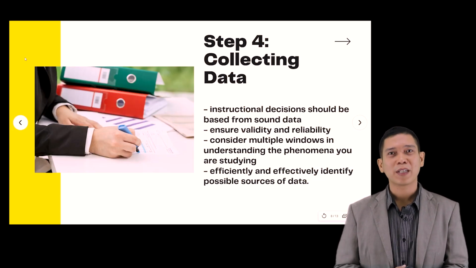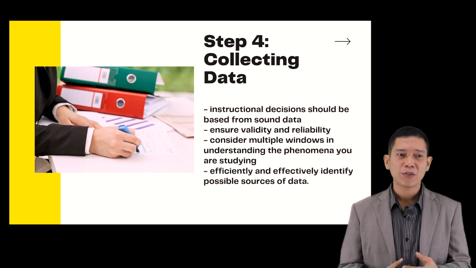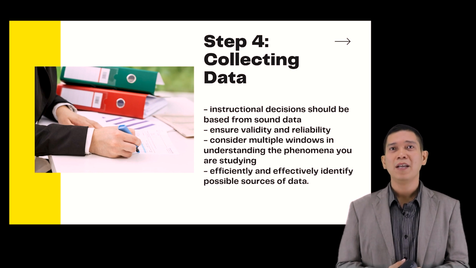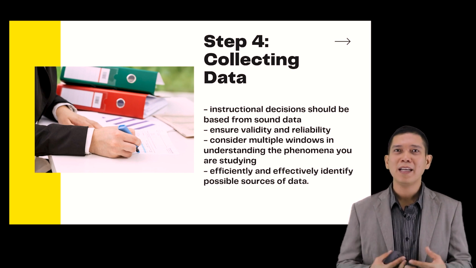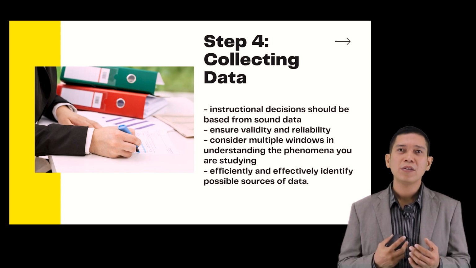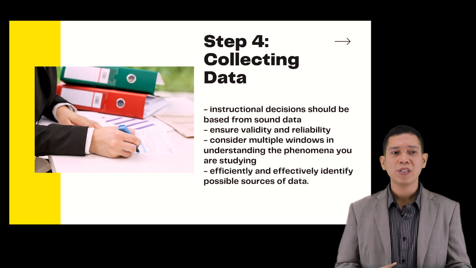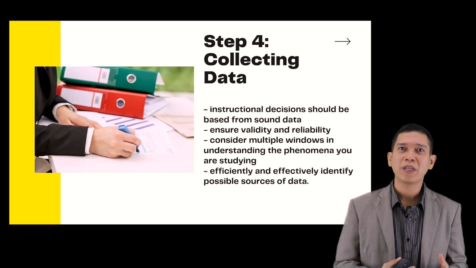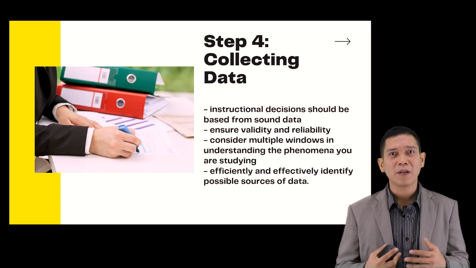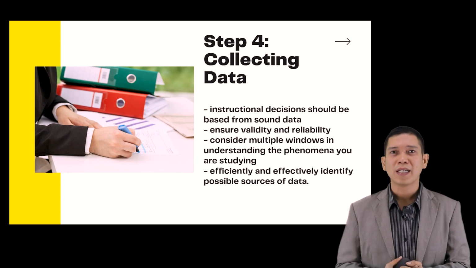Step 4, you can now start collecting data. So it's very important that you do collect data, and the instructional decision should be based on sound data. Whatever source that you have should actually be accurate, right? So be honest with the data that you collect. At the same time, try to check for the reliability and validity of the data that you're collecting. And then try to consider multiple windows in understanding the phenomena you are studying. Well, there are many ways to kill a cat. At the same time, there are many ways to view something, right? So try to look at the box at the different windows, right? So this is usually what you call triangulation in research.